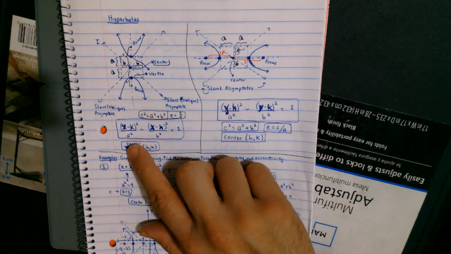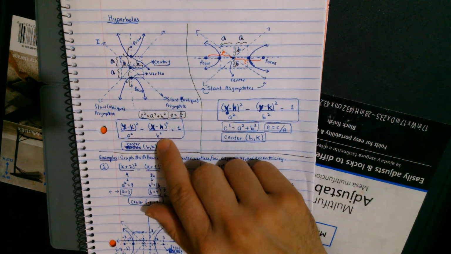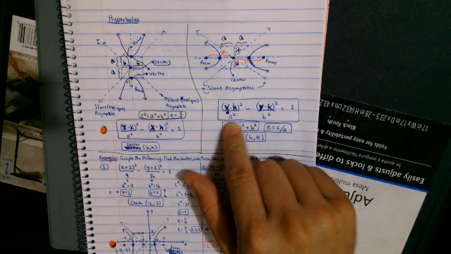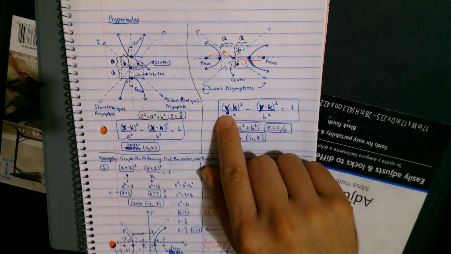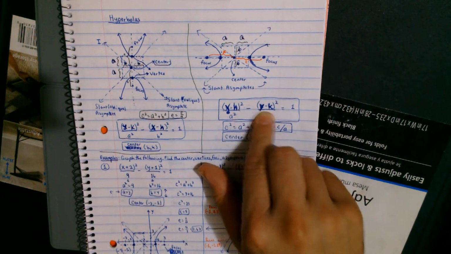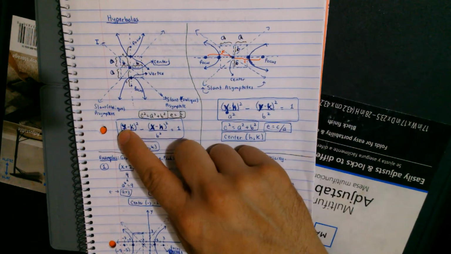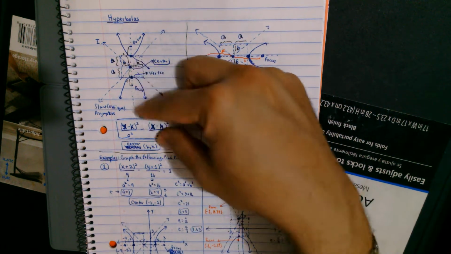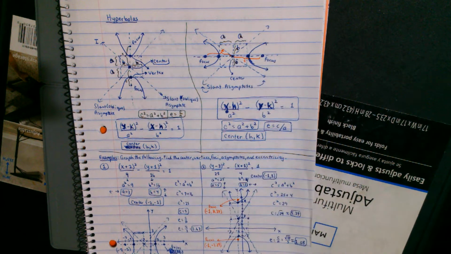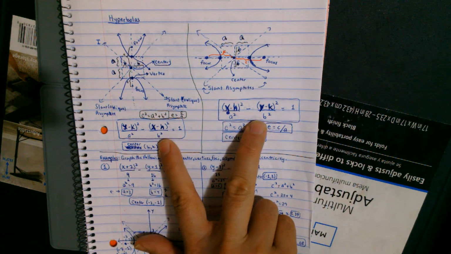The two formulas: (y minus k) squared over a squared minus (x minus h) squared over b squared equals 1. And I'm sorry for the scribbling here, but (x minus h) squared over a squared minus (y minus k) squared over b squared. Notice that it's x squared minus y squared. If it's x squared minus y squared, it's along x, it's horizontal. If it's y squared minus x squared, it's vertical. So if it's y's minus x's, it's up and down. If it's x's minus y's, it's right and left. That's the difference. The a will still stay on the one on the left. The b will stay on the one on the right.